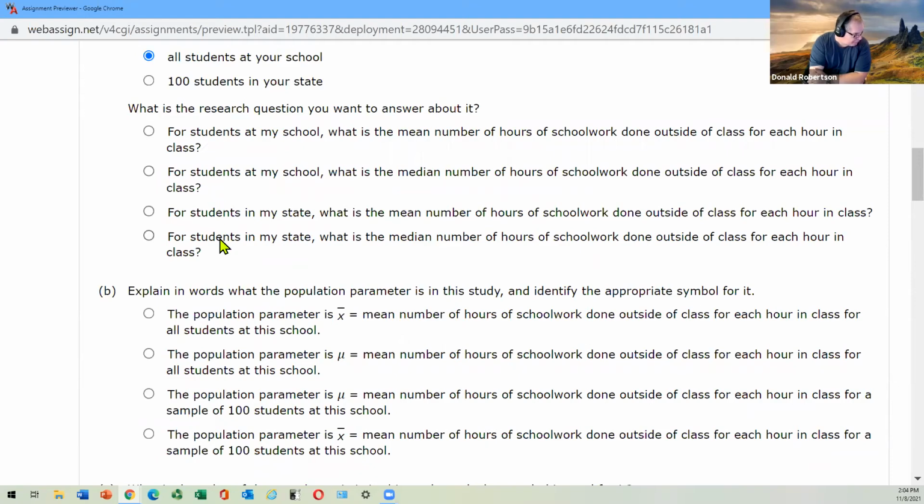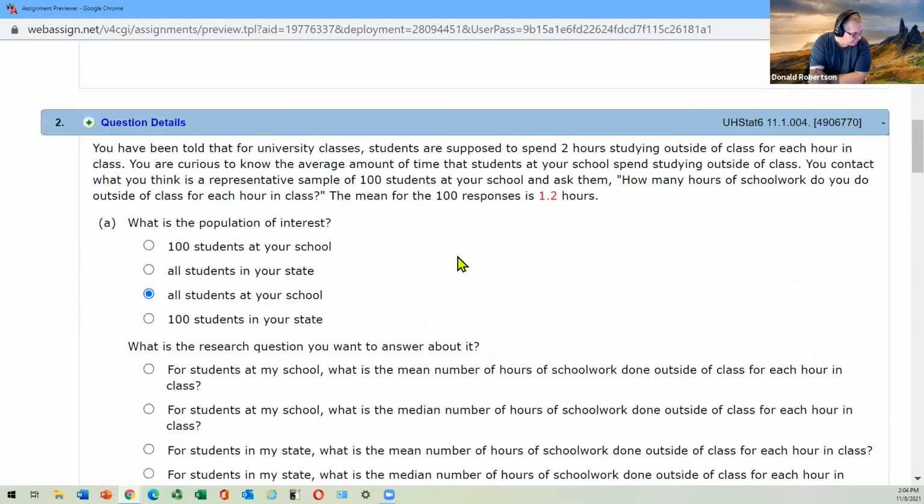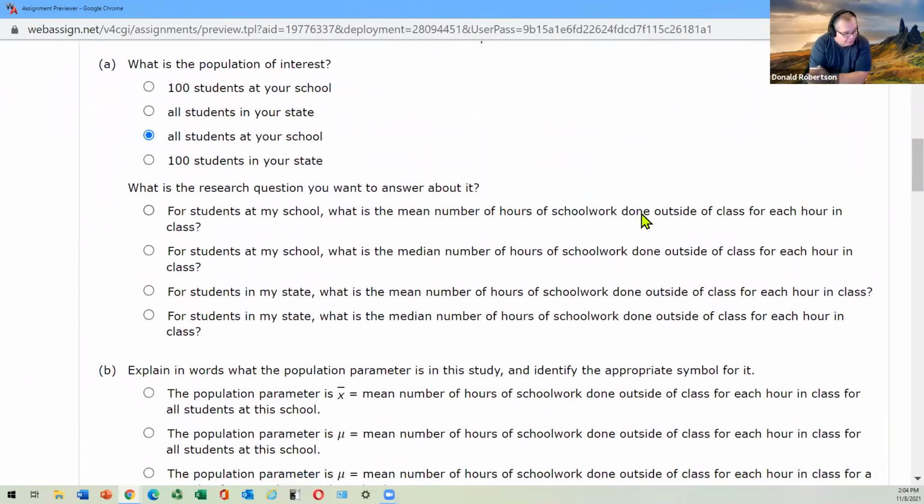So here are the 4 phrases for what we're interested in. Now, if we read this story, aren't we interested in how many hours they really do study per hour of class? So for students at my school, what is the mean number of hours of schoolwork done outside of class for each hour in class? Would that seem reasonable? What's wrong with the second dot? Because I agree with you, I like the first dot, but what's wrong with the second?